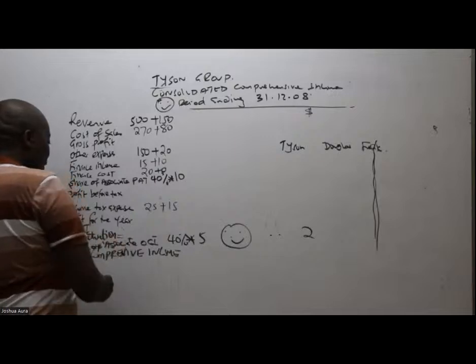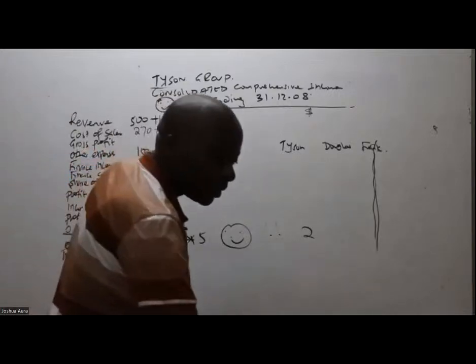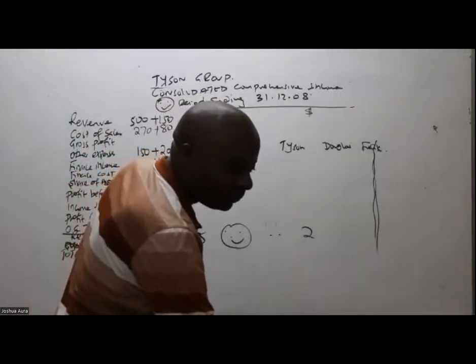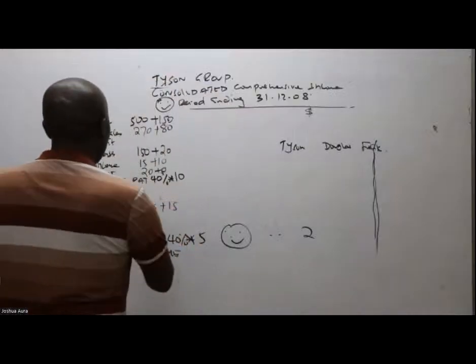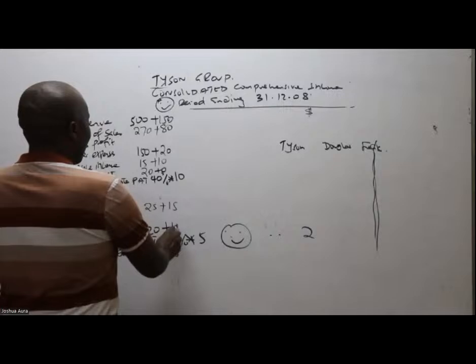So revaluation, again on property is 20 and 10. Revaluation is 20 plus 10 like that.